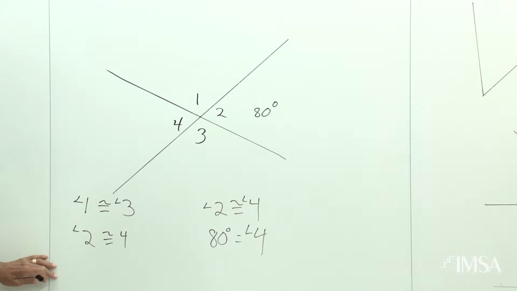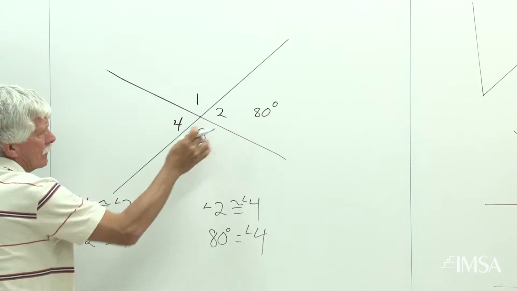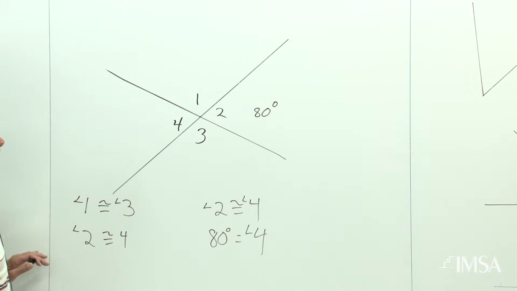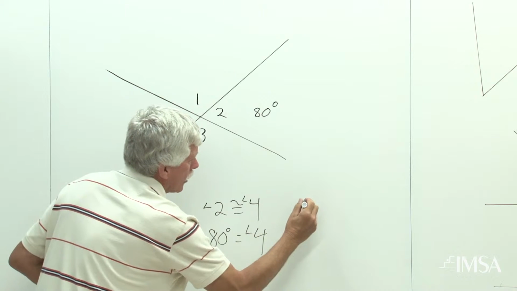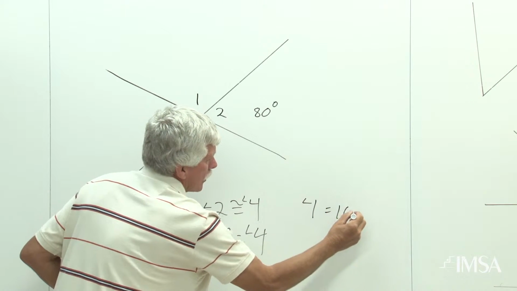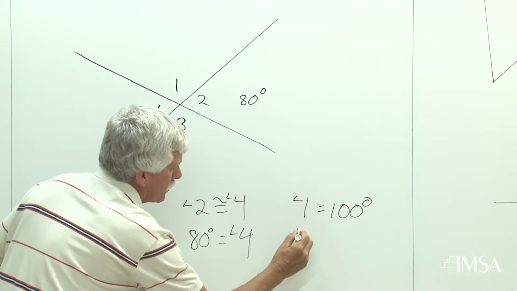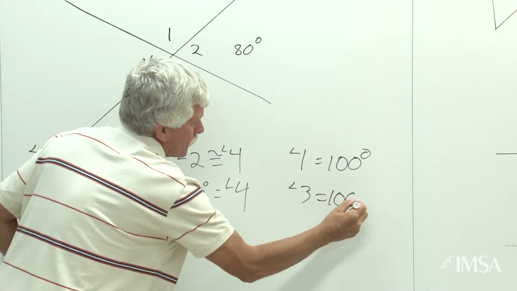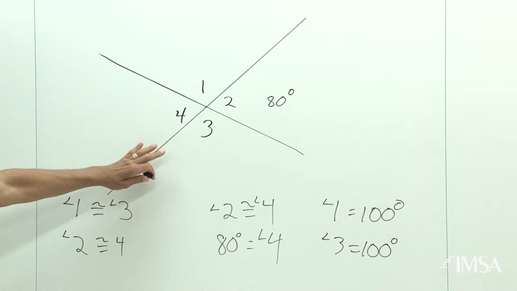If angle 2 is congruent to angle 4, and angle 2 is 80 degrees, then we know that angle 4 is also 80 degrees. One thing too, because these are straight lines, we know these have a sum of 180, which we'll talk about in a minute. But then we can see that, knowing this, angle 1 is going to be equal to 100 degrees. Angle 3 is also going to be equal to 100 degrees. These are vertical angles, and we'll see them often in the next few days.